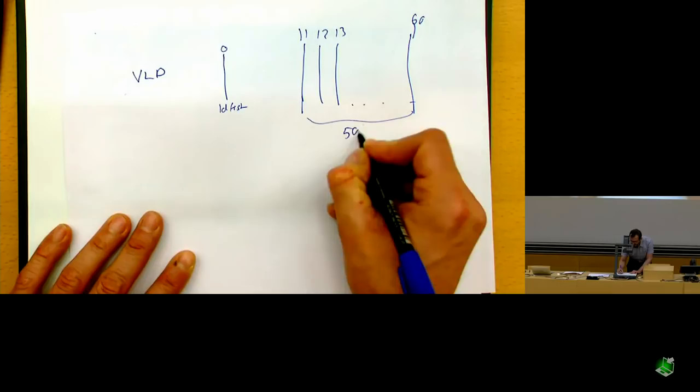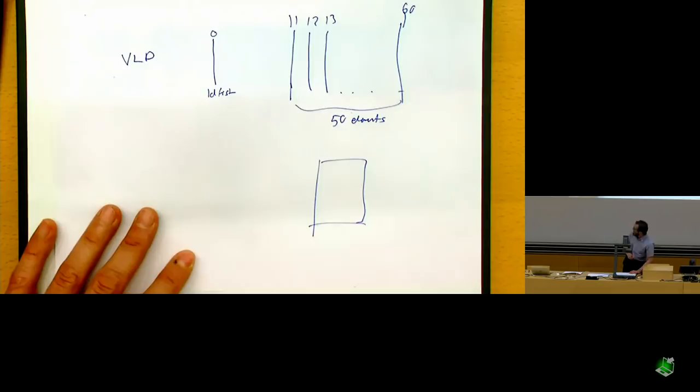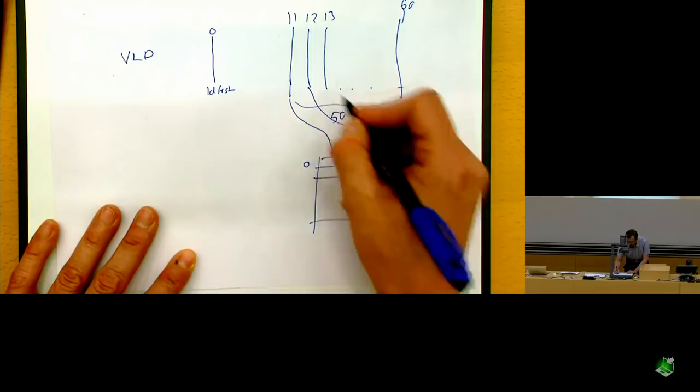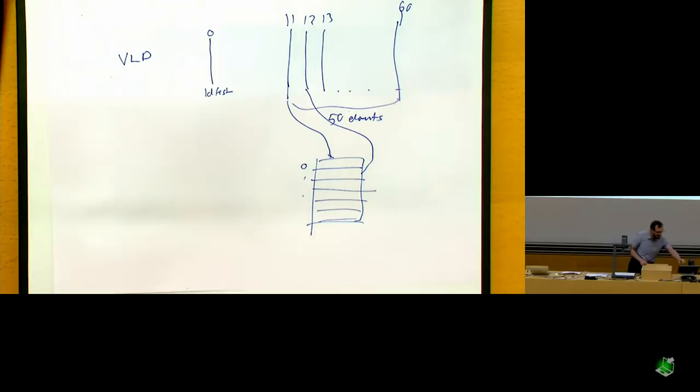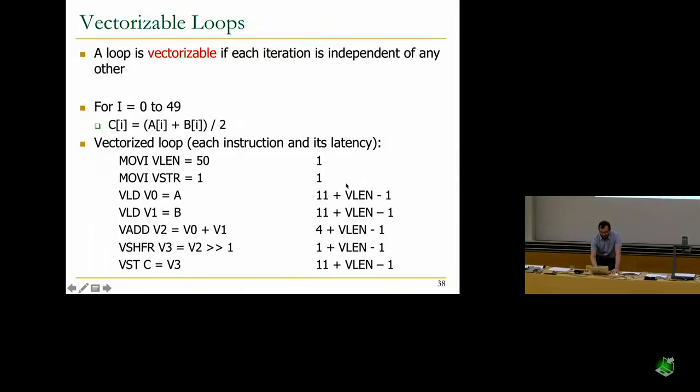Just to visualize this, the first element goes into element 0 in the vector register, the next element goes to element 1, and so on. They all have their place in the vector register. Make sense? Okay, good. So how long did the instruction take? If your vector length is 50, this takes 60 cycles, right? The next one is also very similar. It takes 60 cycles. Now we'll have a problem over here, though, very soon.